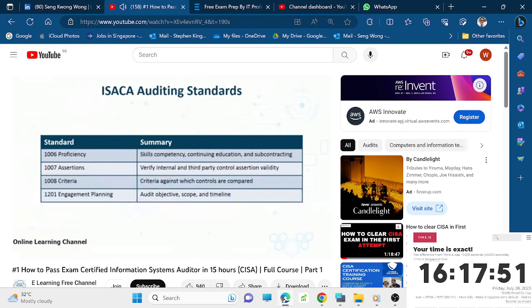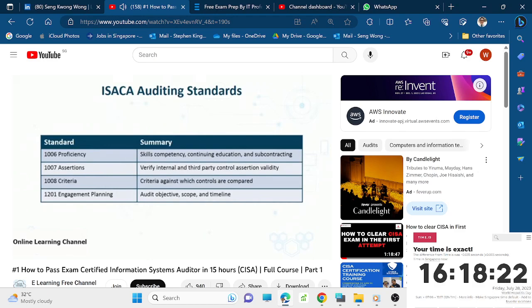Other standards would include, for example, 1007 assertions, where we verify internal as well as third-party controls, security controls, validity. So if we've got a security control that's already in place, and perhaps a previous audit has determined that it was effective, it may have been at that time. But when we conduct the most current audit, we have to revisit that, because over time, what once might have been effective as a security control may no longer be effective.